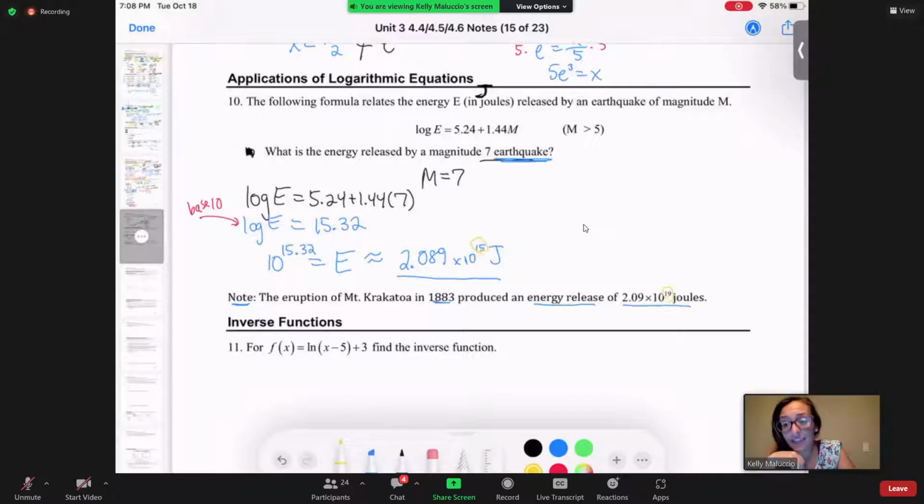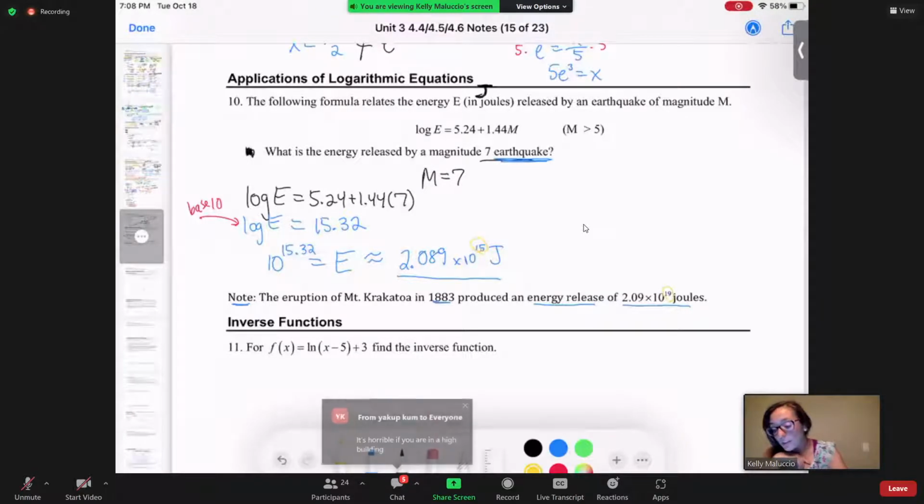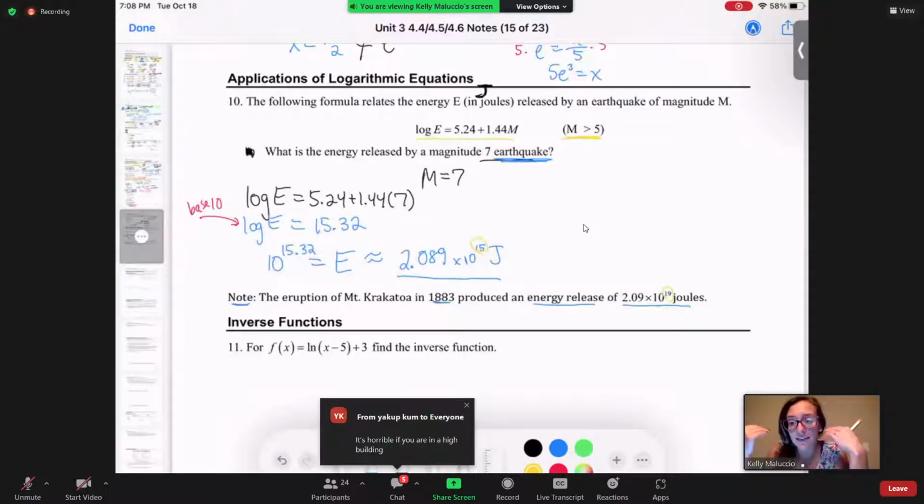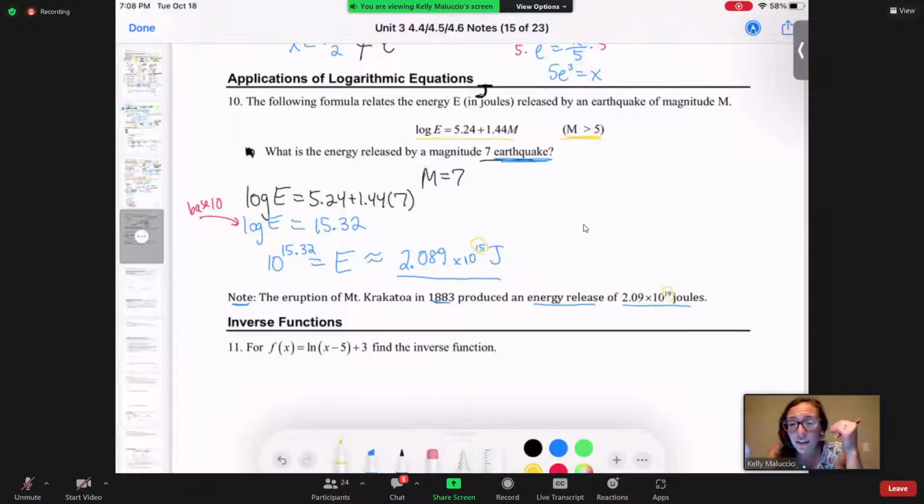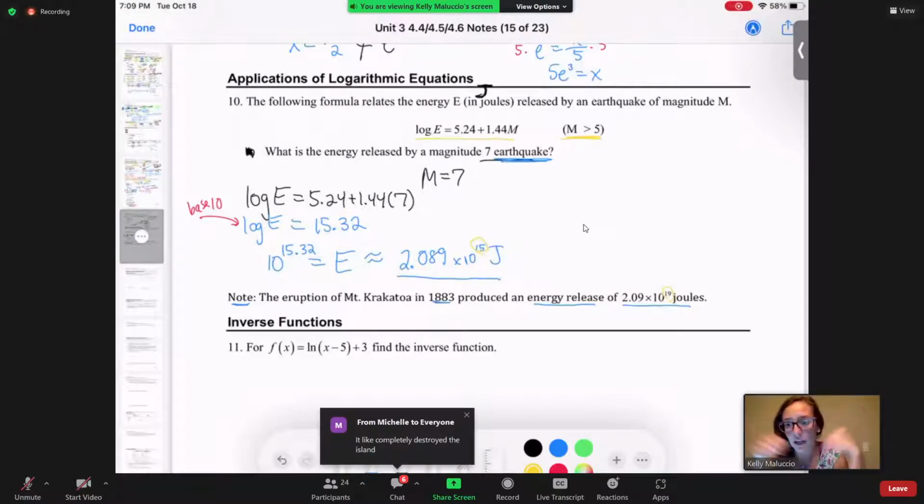And Verona's saying 7 is a good size earthquake. I mean, it sounds like it, right? To me, a 7 sounds pretty bad. But this formula, they say M has to be bigger than 5. So what that tells me is, if the magnitude is less than 5, maybe the energy is not so significant, or they have a different formula, something like this, right?